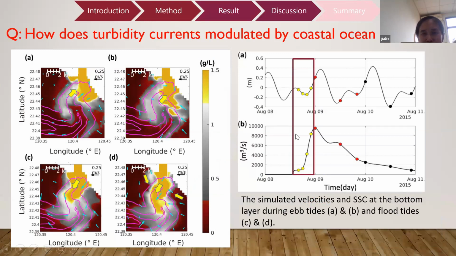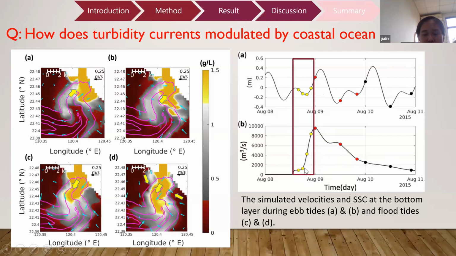Now we want to show the process of how the density current can come out from the river and go into the canyon. It's not very easy because, as we mentioned before, the canyon flow can push the river plume backward during the ebb tide. In the beginning, the first figure shows the tidal elevation, so we can see the ebb and the flood. The second figure is the discharge, which goes up during the typhoon passage.